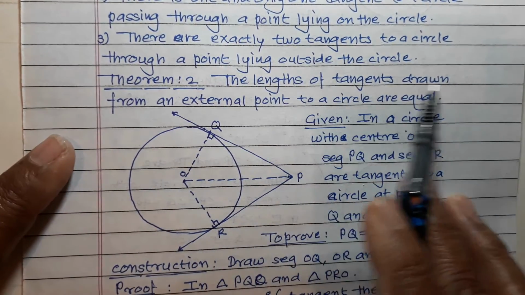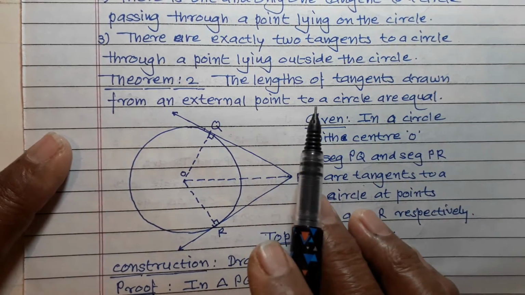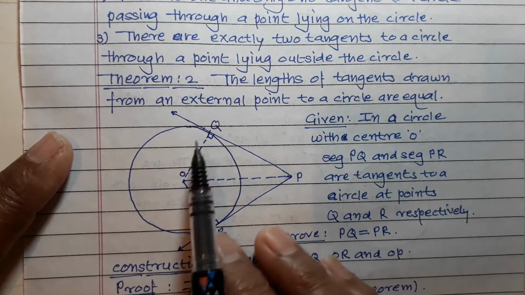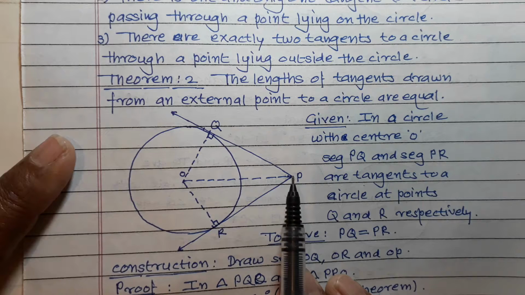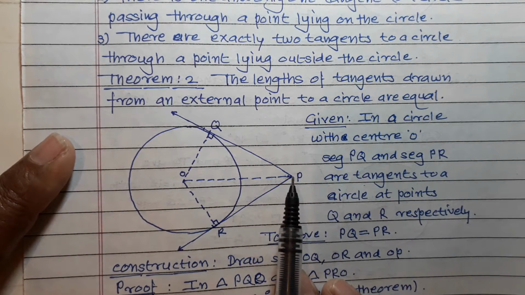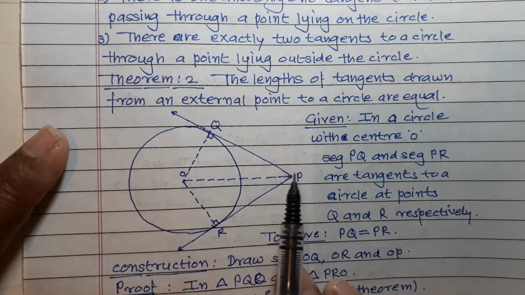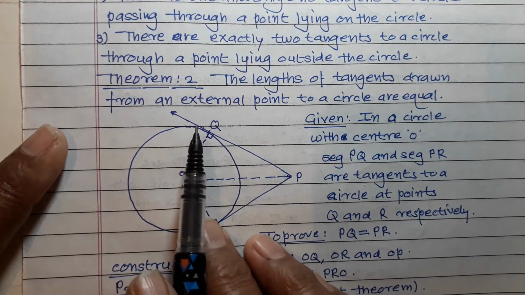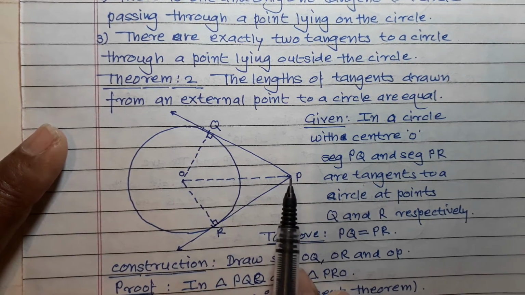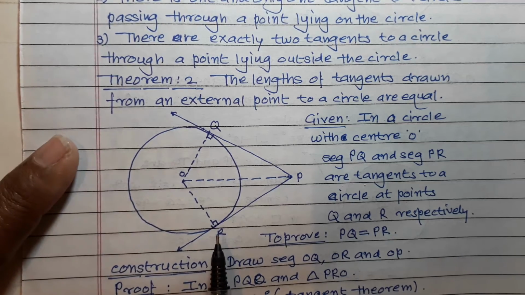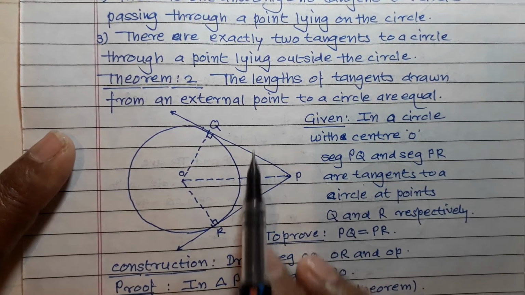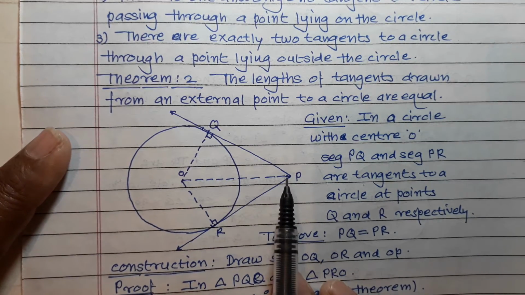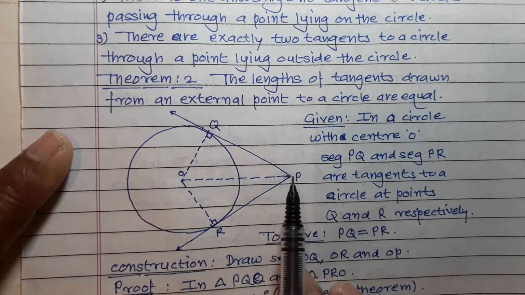The lengths of tangents drawn from an external point to a circle are equal. So this is a circle with center O. Suppose this is a point P, an external point, and you draw two tangents to the circle. This is a tangent to the circle at Q. This is a tangent to the circle at R. Then these two tangents are equal. This part is called the tangent segment.